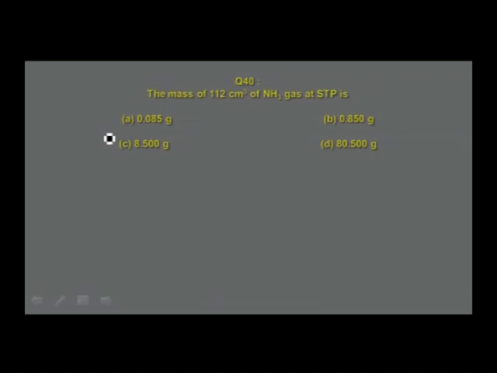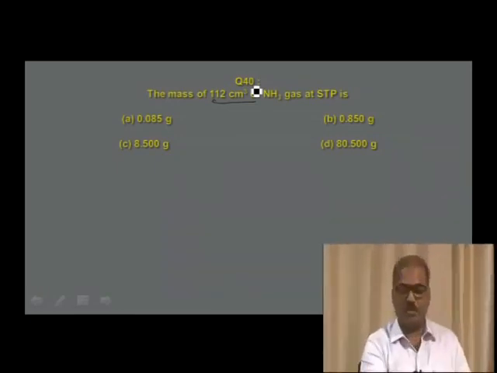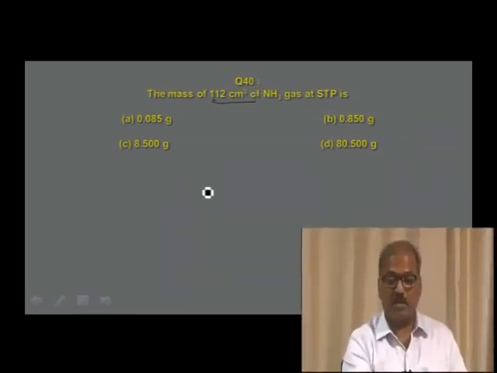The mass of 112 centimeter cube of ammonia gas at STP is option A 0.085 grams, option B 0.850 grams, option C 8.5 grams, option D 80.5 grams. To get the answer, here mass and volume are related. To get the answer for this particular question, we go like this.